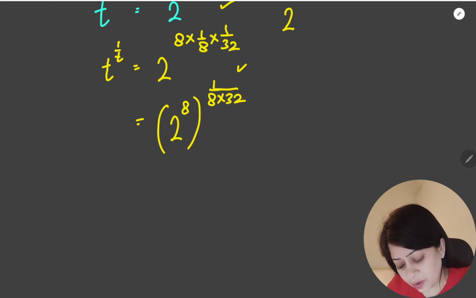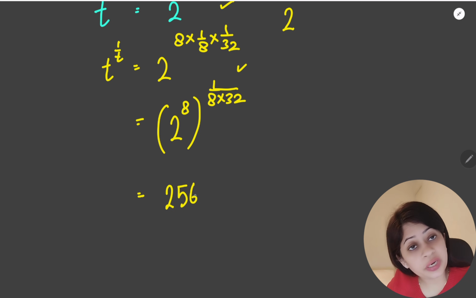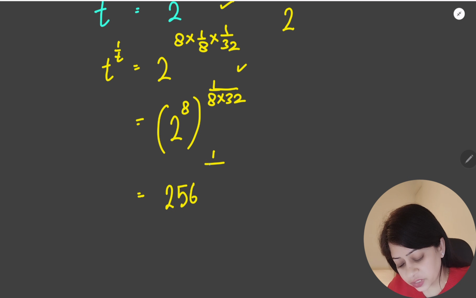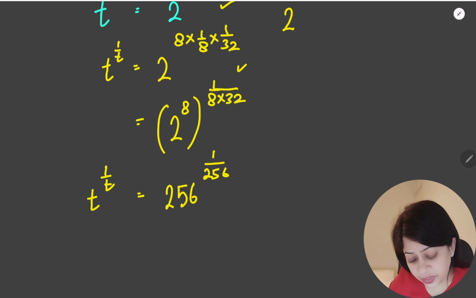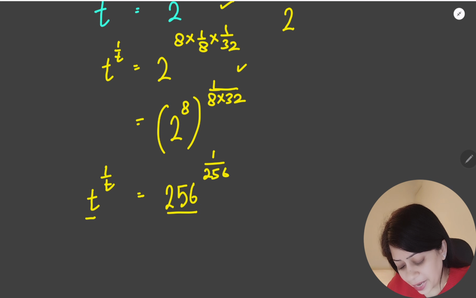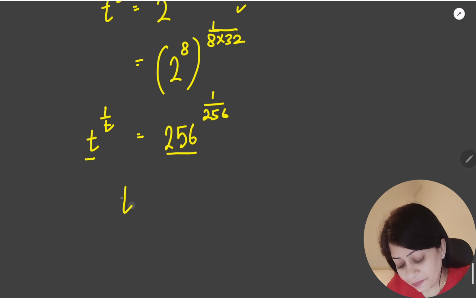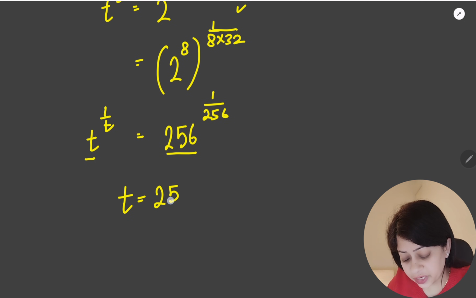What is 2 raised to power 8 now? 256. And what is 1 by 8 times 32? It is 1 by 256. And here we have t raised to power 1 by t. Now if you look at this equation, this t is what? 256. So this is one exact solution. Though we have another solution as well, we will get in this case.